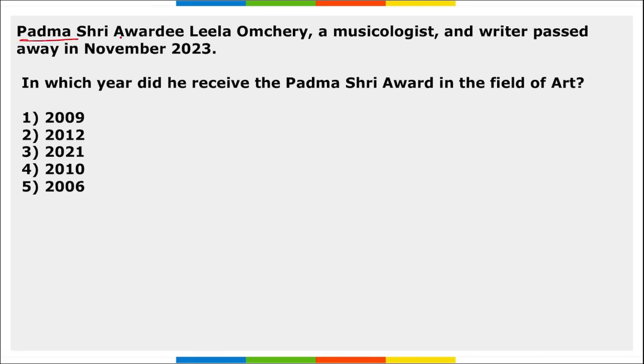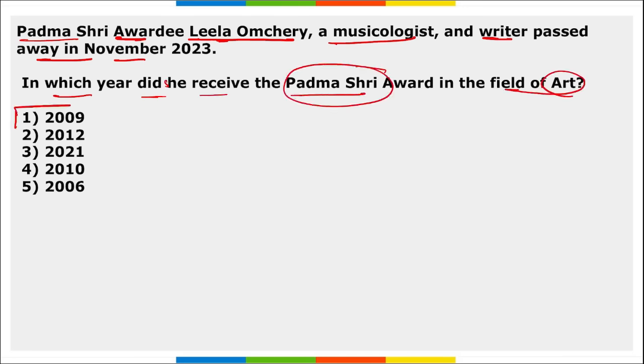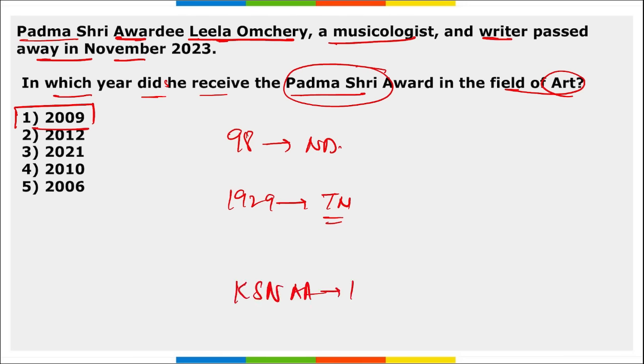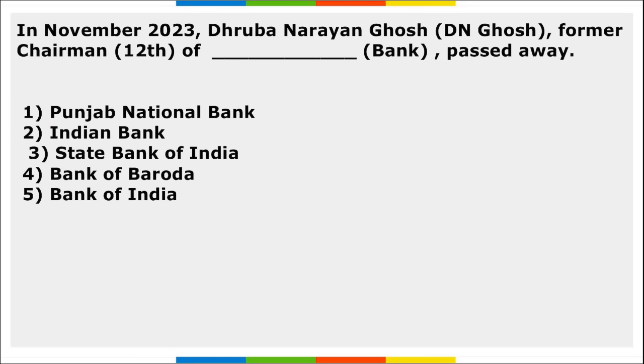Next, Padma Shri awardee Leela Omcheri, a musicologist, a writer, recently passed away in November. Question asked is, in which year did she receive Padma Shri award in the field of arts? So it was in 2009. She received this Padma Shri in the field of arts in 2009, and she recently passed away at the age of 98 in New Delhi. She was born in 1929, Tamil Nadu. Correct. Next, and she also received the Kerala Sangeet Natak Academy Award in 1991.